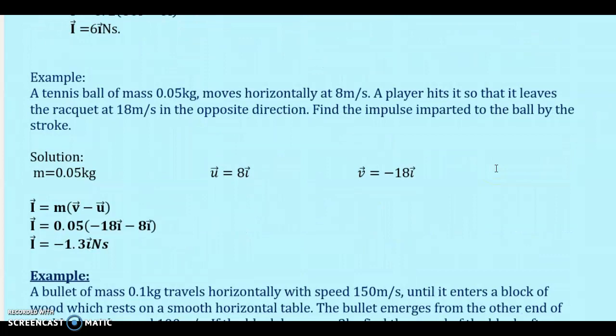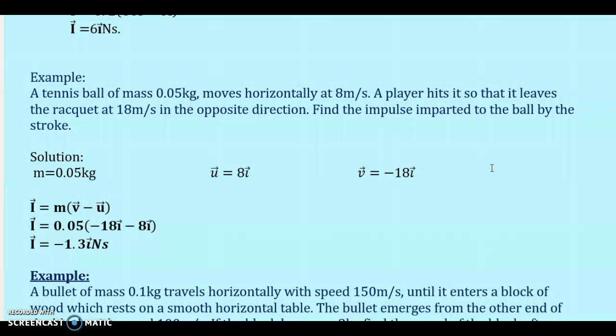Okay, let's look at our second example. So we have a tennis ball of mass 0.5 kilograms moving horizontally at 8 meters per second, and a player hits it so that it leaves the racket at 18 meters per second in the opposite direction. Find the impulse imparted to the ball by the stroke.